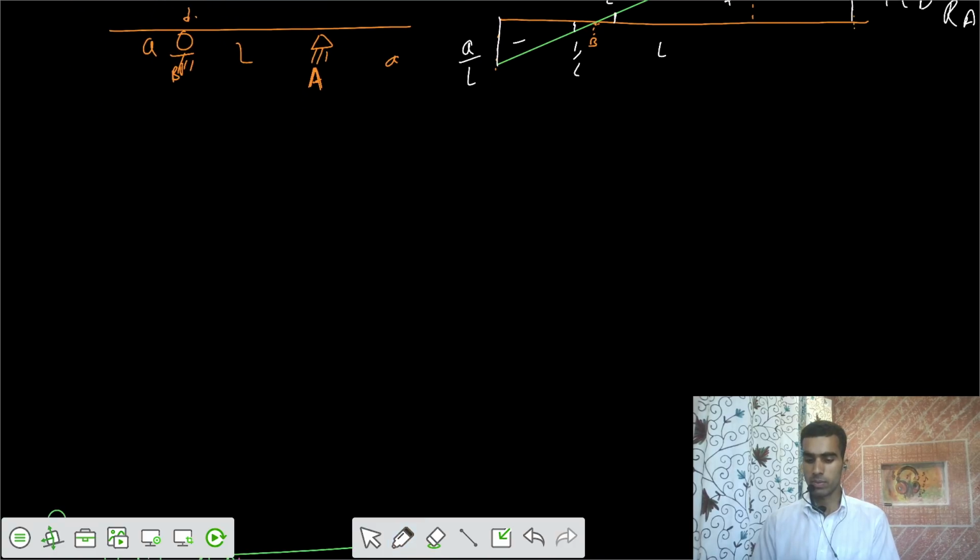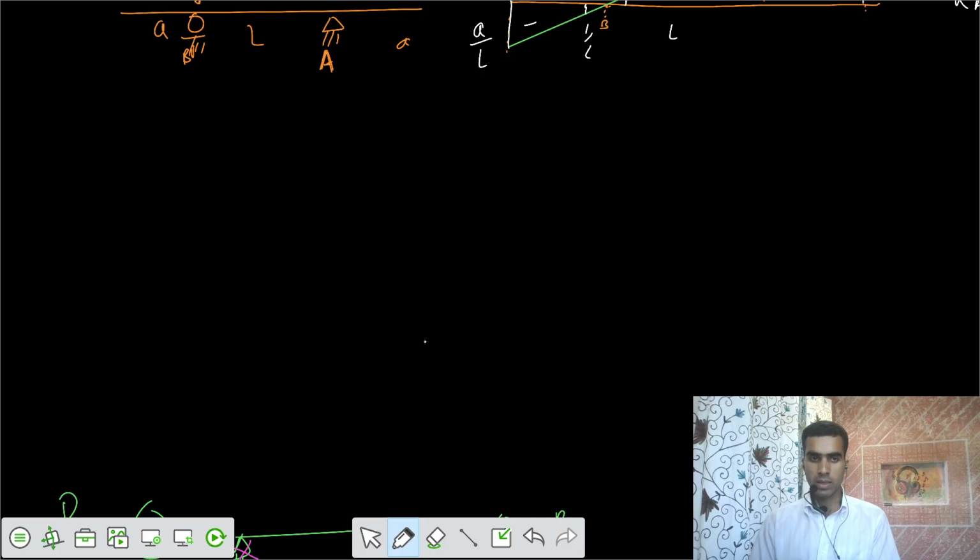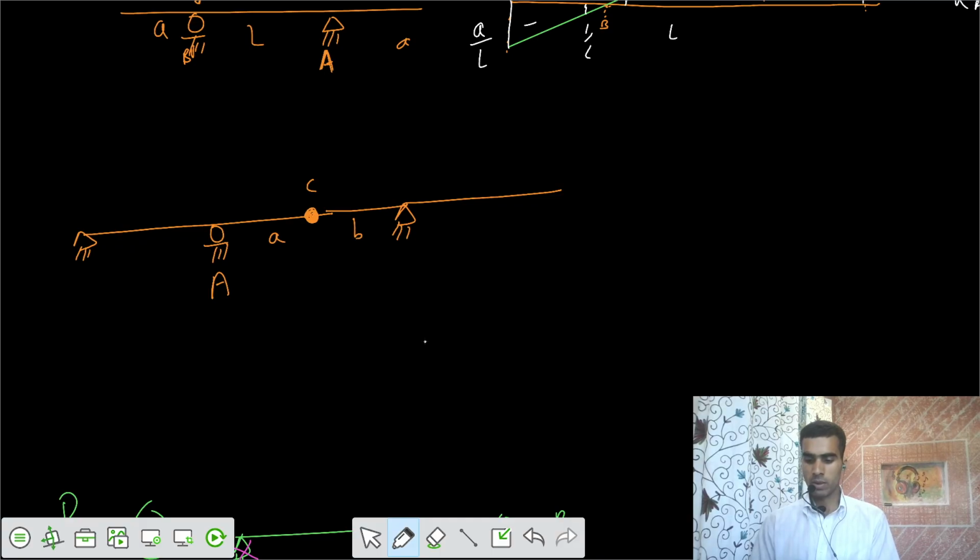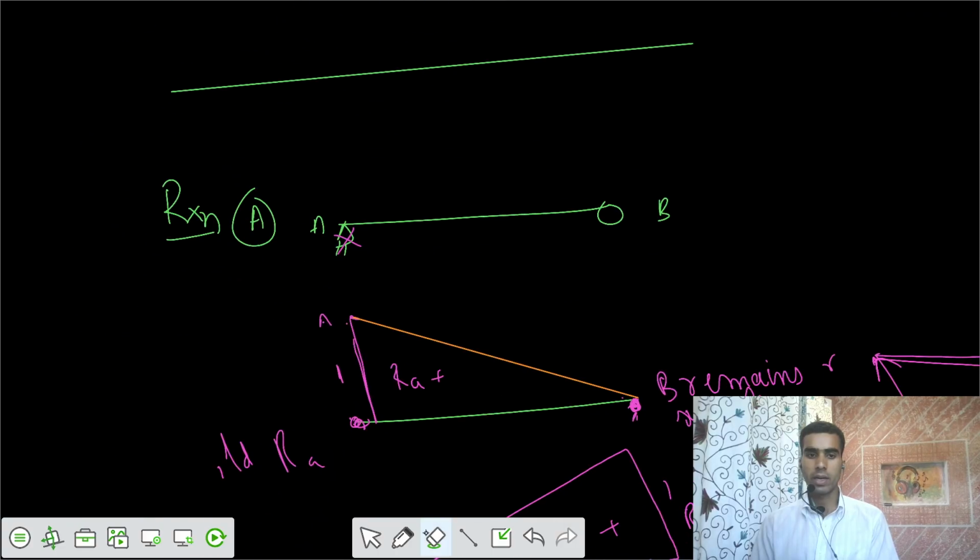Now take the second problem. We have one support here, and one more support, support A. Then after that we have one more support, and after that we have a free end, and there is an internal hinge somewhere here. At point C, we have an internal hinge at a distance of AB. We need to find the ILD for reaction at A. Let's say this is our reference line, and we need to get the reaction at A.